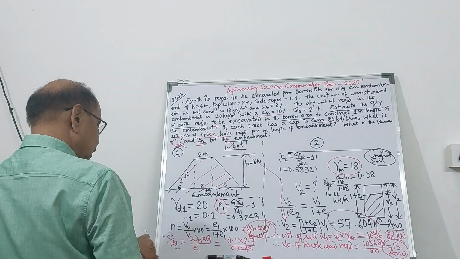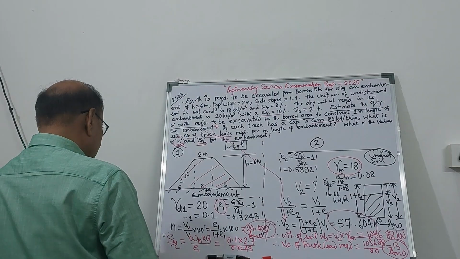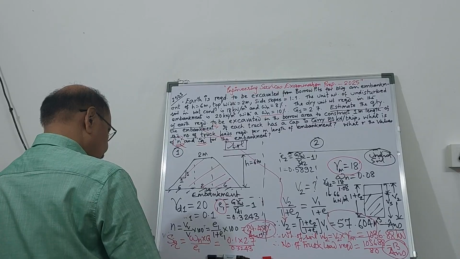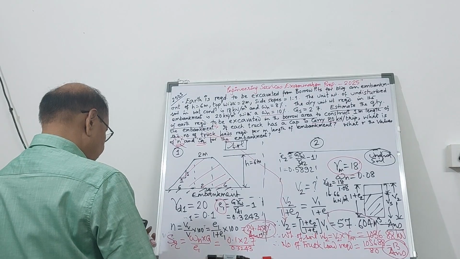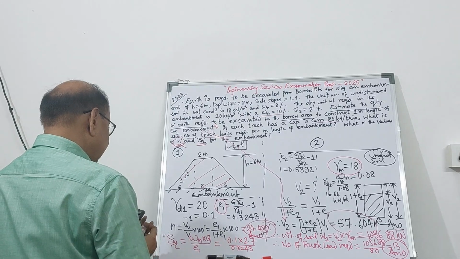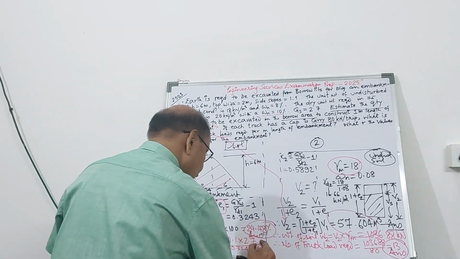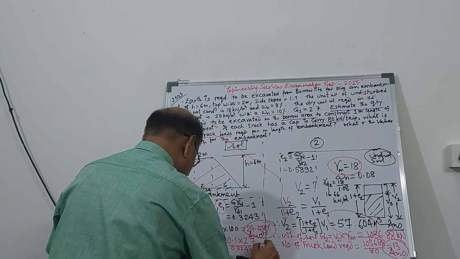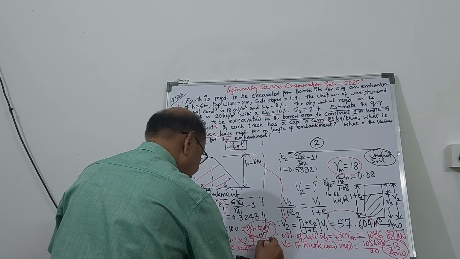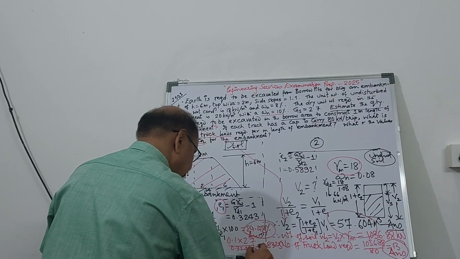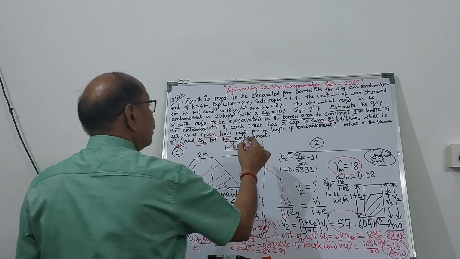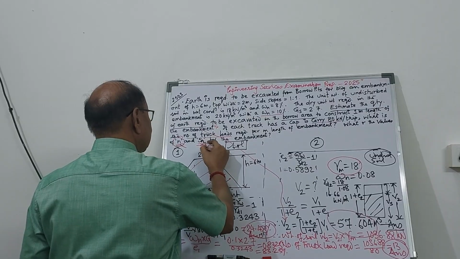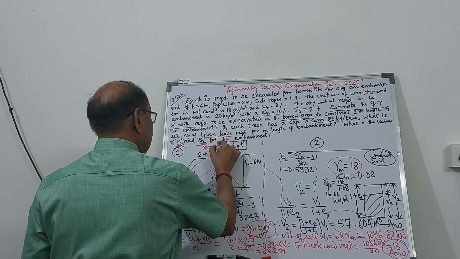So degree of saturation, if you calculate it, becomes 0.27 divided by 0.3243, which is 0.8325, that is 83.25%. So the degree of saturation is 83.25%.